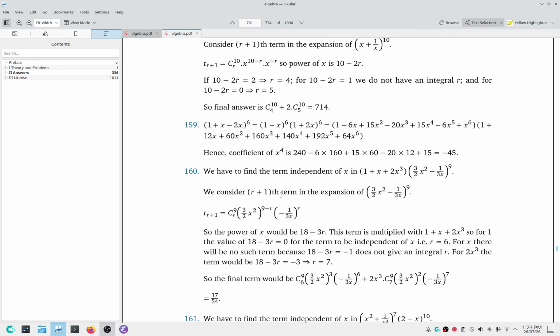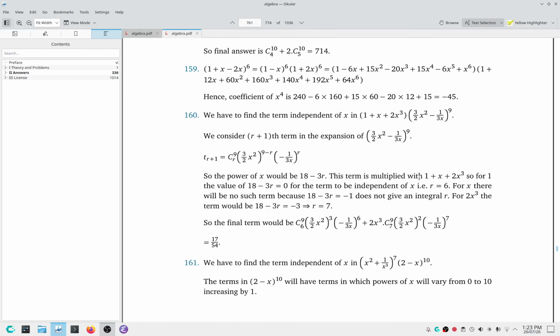We consider the (r plus 1)th term in the expansion of the binomial term. That is 9Cr (3 upon 2x squared) to the power 9 minus r times (minus 1 upon 3x) to the power r. So the power of x would be 18 minus 2r from here, and minus r from here, that is 18 minus 3r. The term is multiplied with 1 plus x plus 2x cubed.